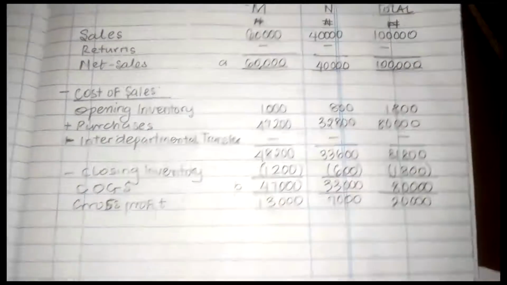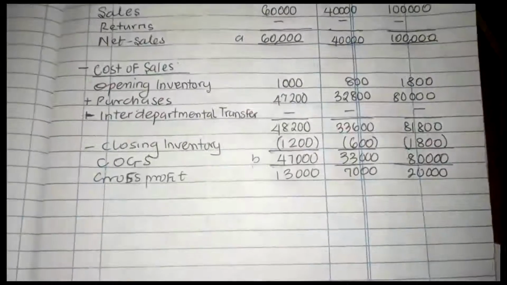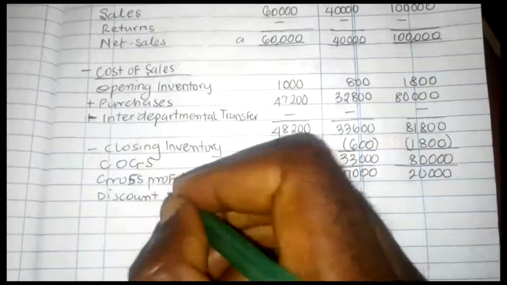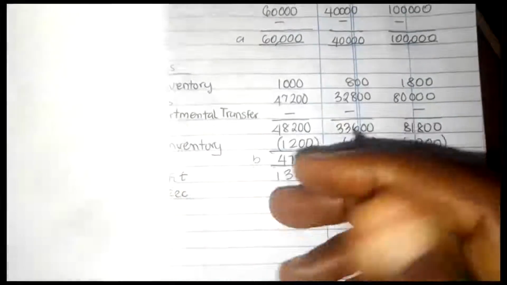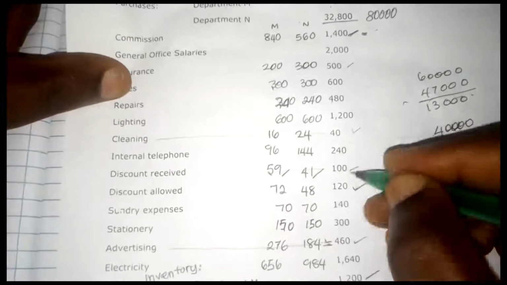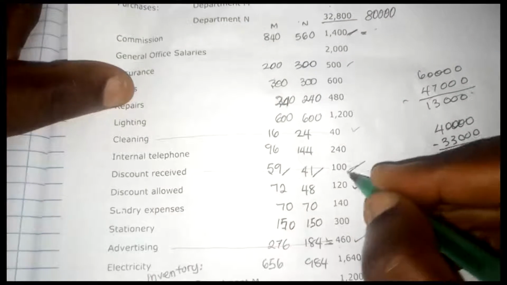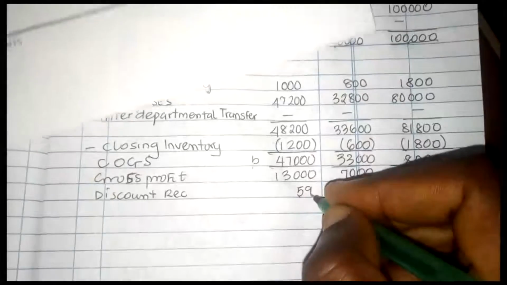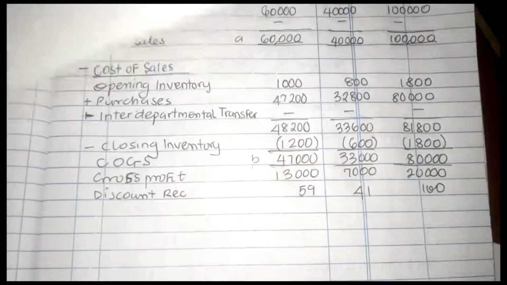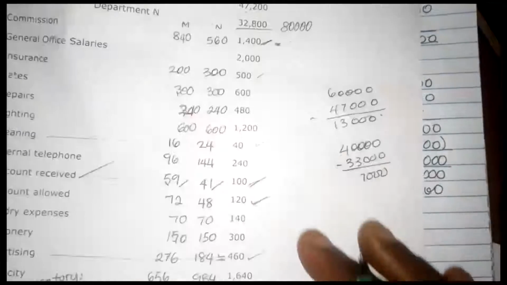All right, now we have discount received. So look at the discount received. We have 59, 41, and the total is 100. So you just tick out. So this is done. You tick. Don't forget 59, 41, and 100. All right, so we don't have any other one again.